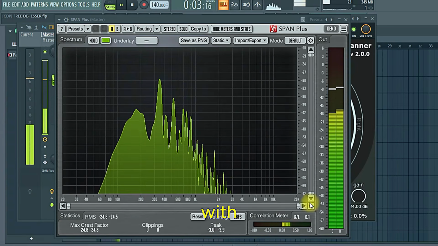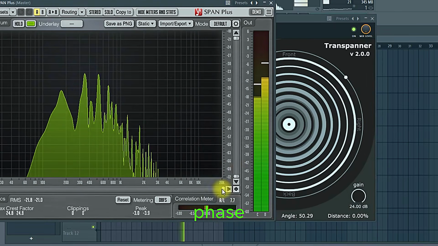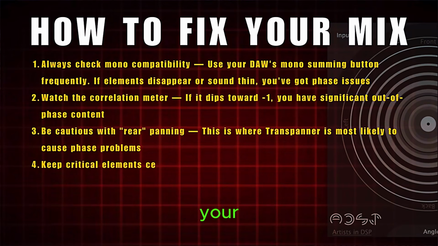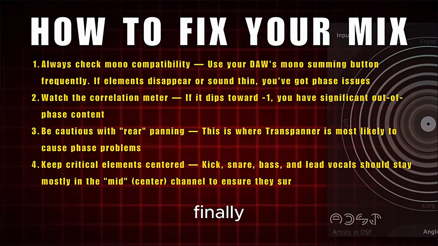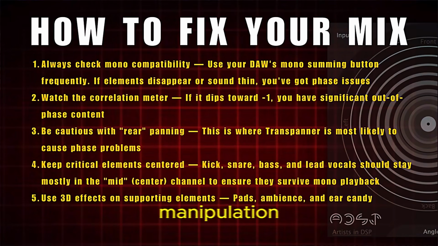Be cautious with rear panning, because this is where Transpaner is most likely to cause phase problems. Keep critical elements centered, elements like your kick, snare, bass, and lead vocals. All these should stay mostly in the middle, which is the center, to ensure they survive mono playback. And finally, use 3D effects on supporting elements like pads, ambience, and all those ear candy elements. They can actually handle phase manipulation better than core rhythmic elements.